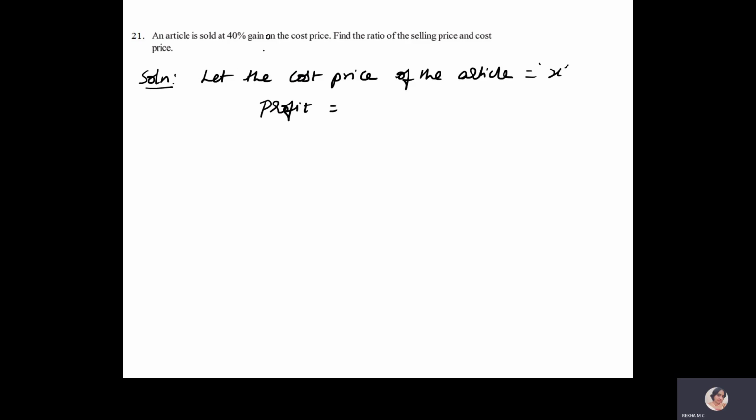Next, an article is sold at 40% gain on the cost price. Find the ratio of the selling price and cost price. Let the cost price of the article is equal to X. Profit is equal to 40% of cost price. So 40% of X. So 40 divided by 100 into X, that is equal to 2 into 2, 2 into 5, 2 by 5 X.